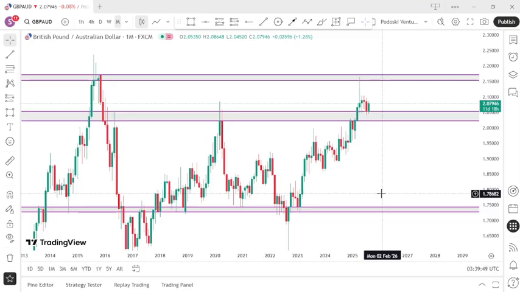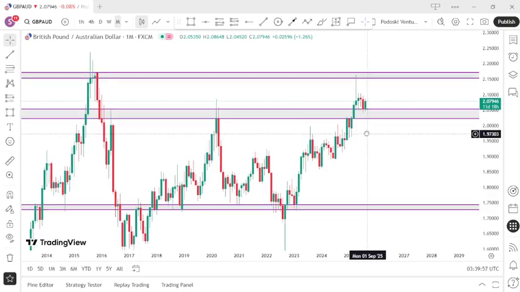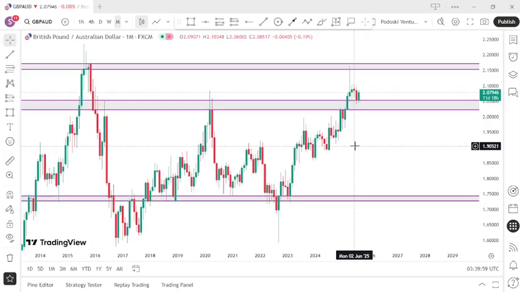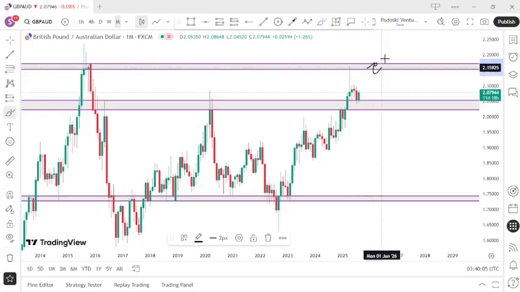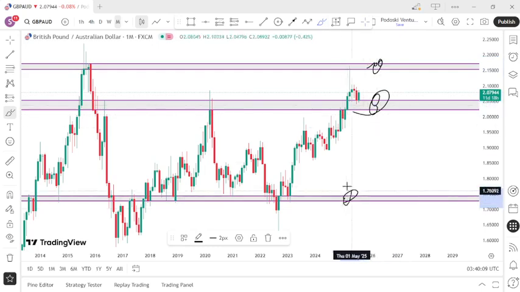Let's start with today's pre-market analysis. Okay, so the first pair on the list is GBPAUD. On GBPAUD, we are starting from the monthly time frame. I have my monthly upper zone here, monthly midway zone, and my monthly lower zone here.